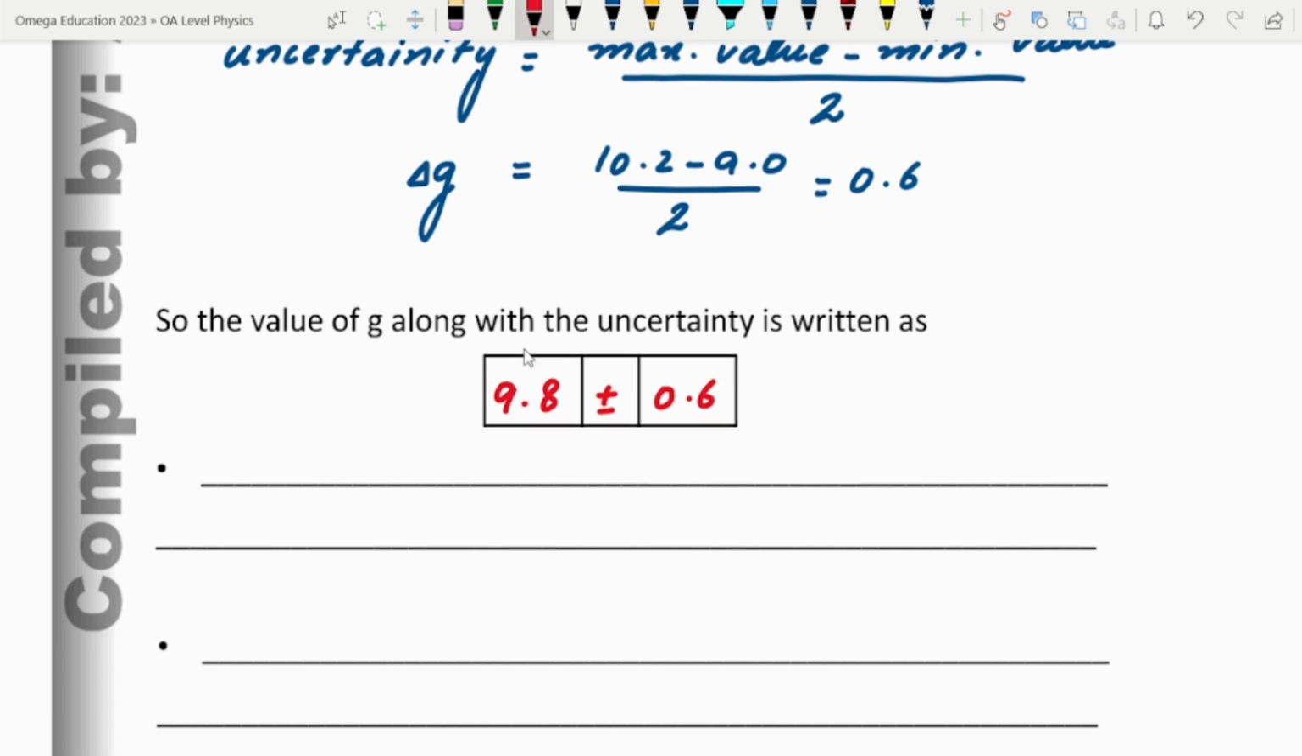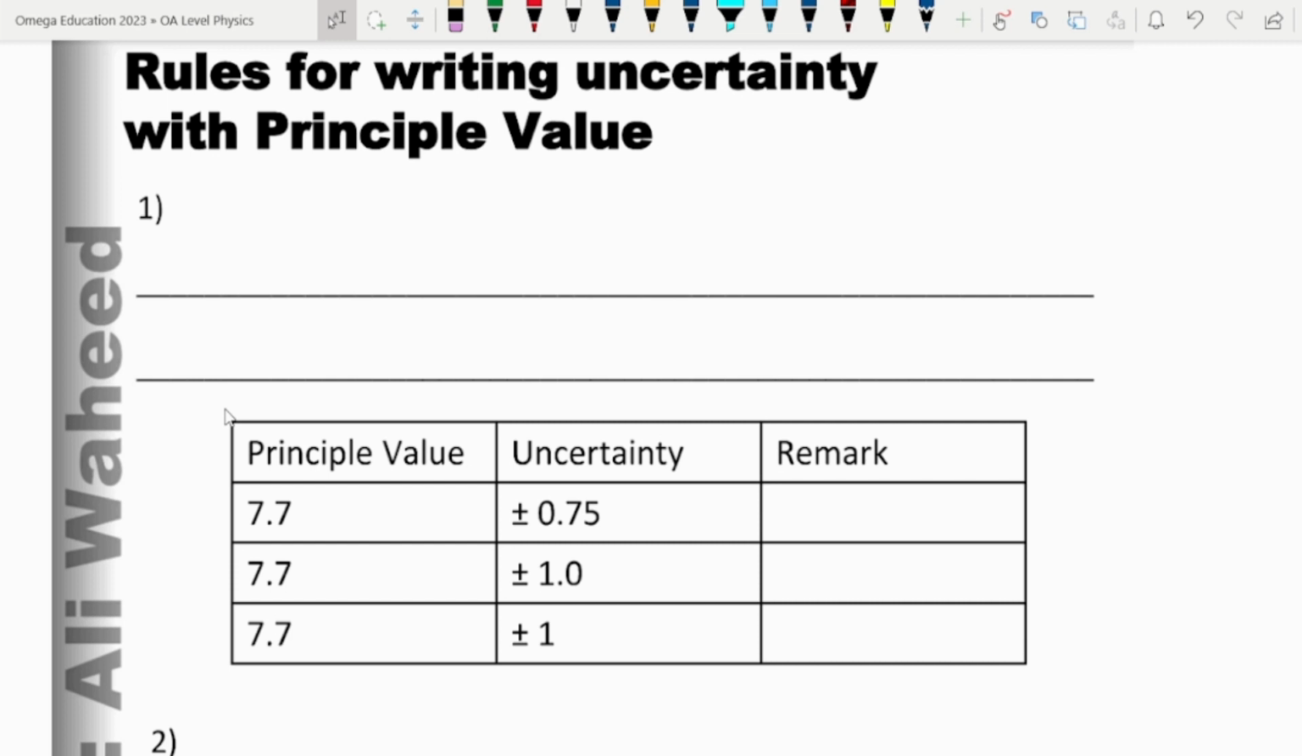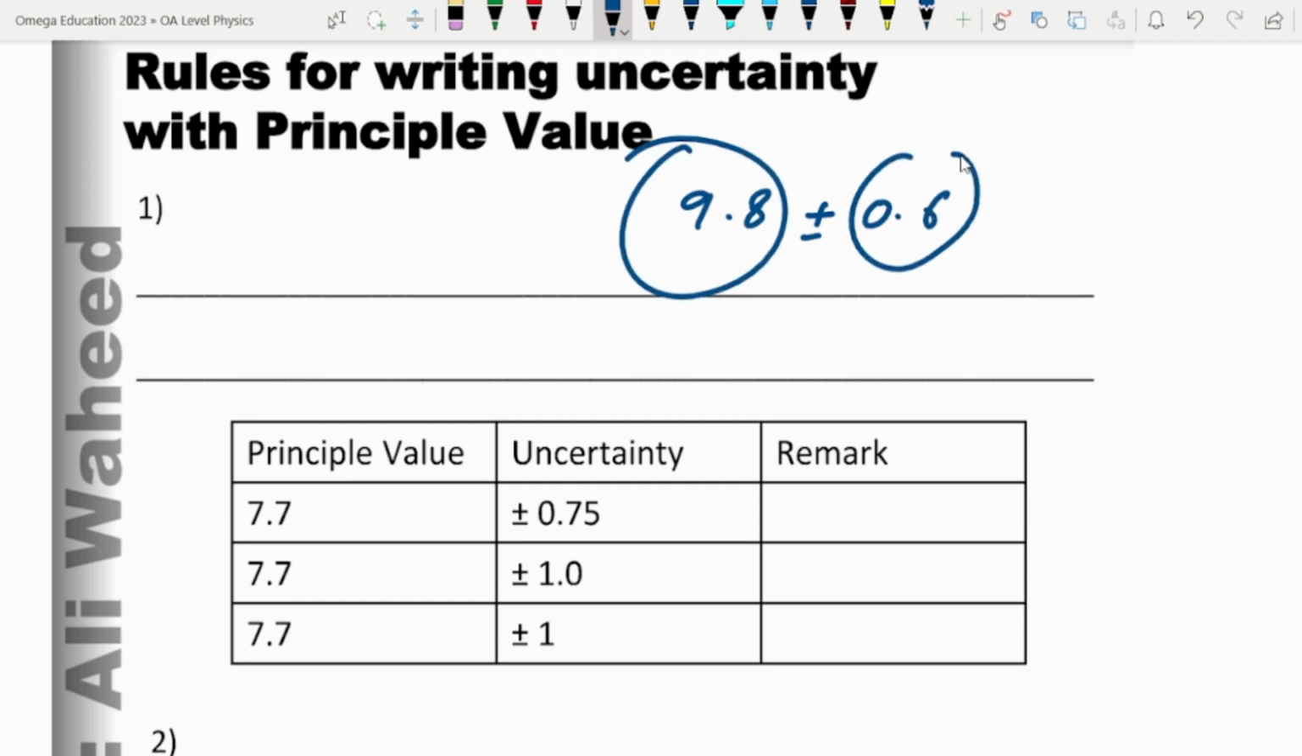Once again, this is your experimental value, or the calculated value, and 0.6 is the uncertainty in the measured value. When writing your final answer, the calculated value is also called the principal value. Like in the previous case, we wrote it as 9.8 plus minus 0.6. So 9.8 was the principal value and 0.6 was the uncertainty.